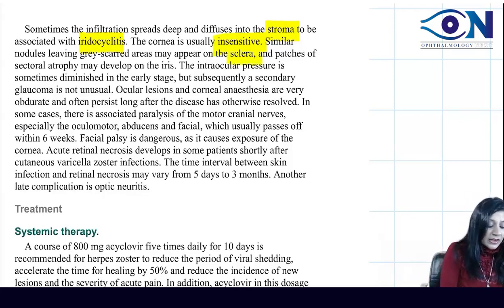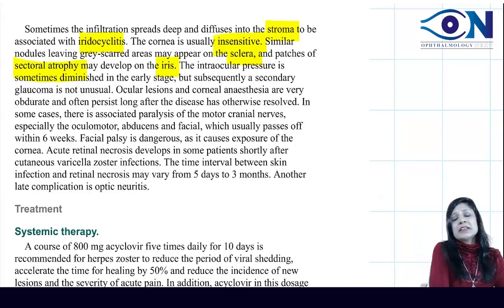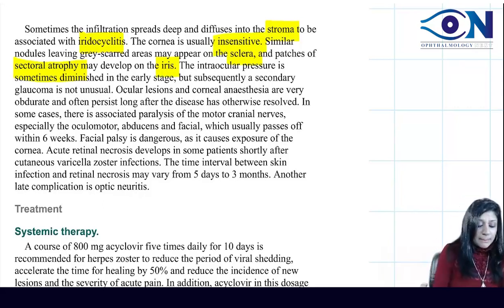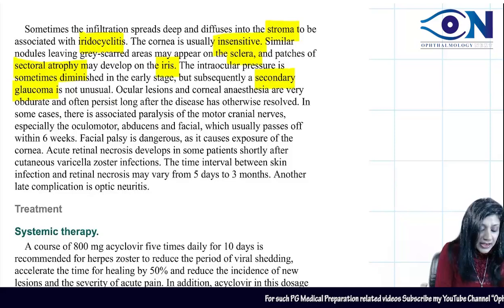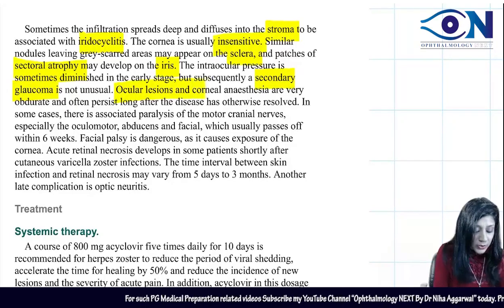We can have sectoral atrophy appearing on the iris also. So basically it is more severe and more diffuse, spreading onto more organs. The intraocular pressure is sometimes diminished in the early stage, but afterwards we can have secondary glaucoma because of the iridocyclitis. Ocular lesions and corneal anesthesia are very obdurate and often persist, right?